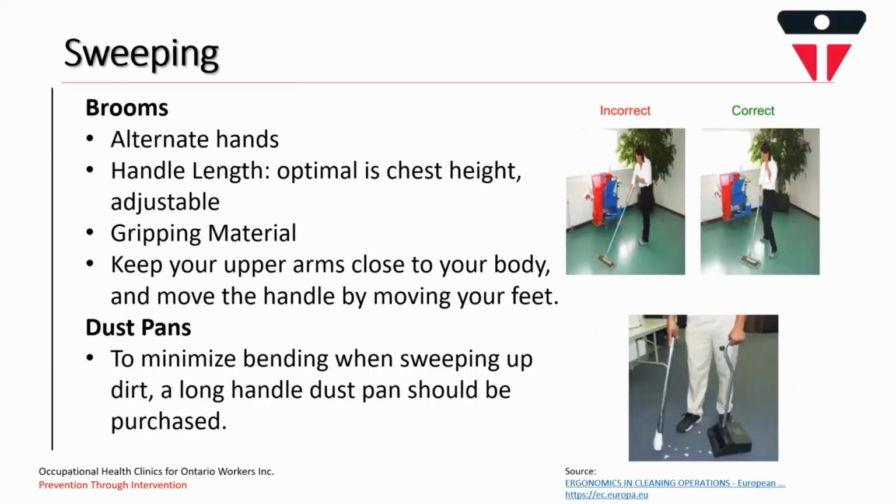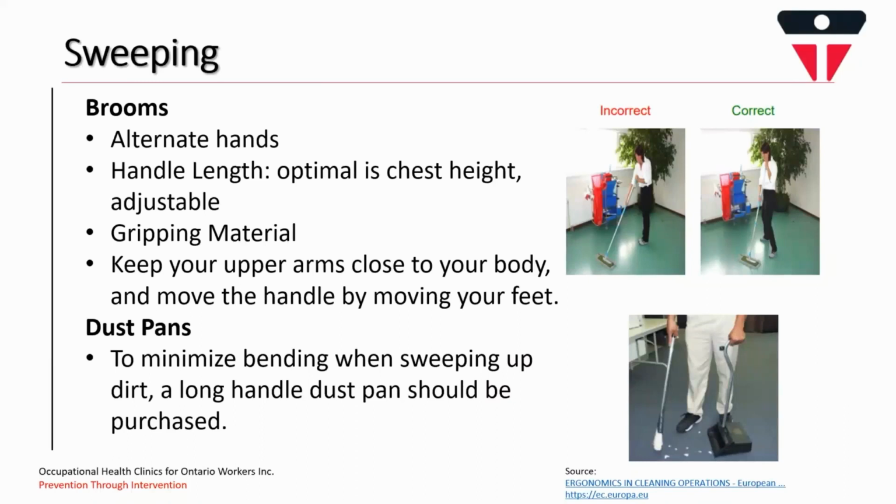Sweeping. So with sweeping, you want to alternate hands. Anytime you can alternate hands in any cleaning task is advantageous. Again, these are gross motor types of movement, so because they're not precision, they are easier to switch up your hand. You want to look at the handle length. The optimal again is chest height, but ideally, same with mops, it is adjustable, especially if it's used by multiple users. You want to have the proper gripping material for the position of where the hands are.